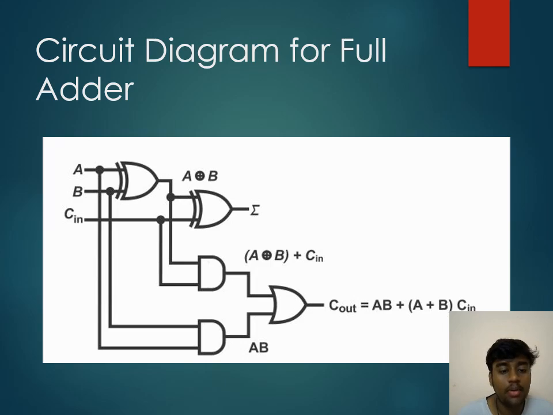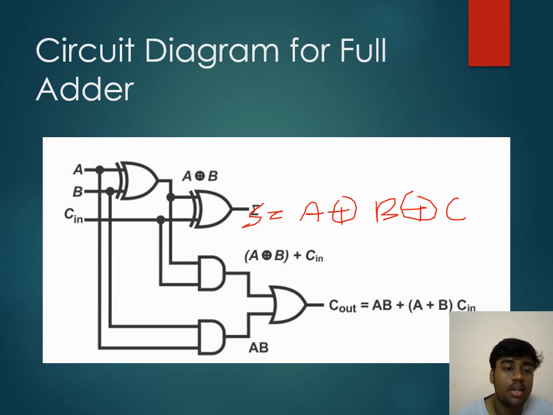Now coming to the circuit diagram of full adder, we saw that sum is nothing but A XOR B XOR C. We could implement this with the AND, OR and NOT gates, but it would be a lengthy expression, so I just used XOR gates directly. You pass your two inputs to XOR and you get here A XOR B. Now you pass another input C to it and you get the sum expression.